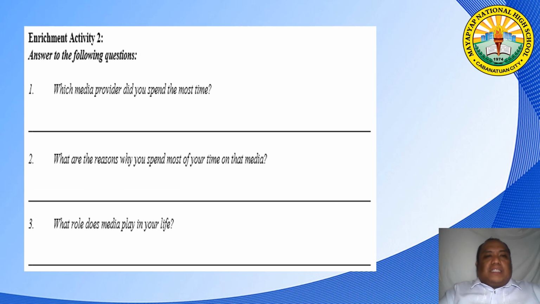For enrichment activity number 2, you have to answer questions based on the answers you gave on activity number 1. And these are the 3 questions that you need to answer. Number 1, which media provider did you spend the most time? So look back on activity number 1. So which media provider did you spend the most time with? Number 2, so what are your reasons? Why did you spend most of your time on that particular media?